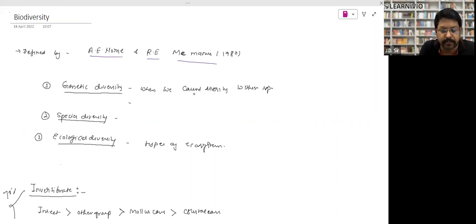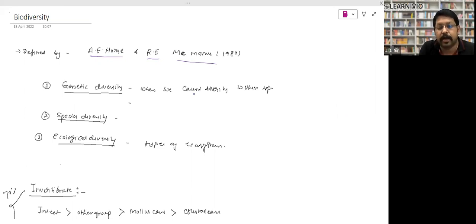Species biodiversity means the number of species present in a particular geographical area. Ecological biodiversity means the types of ecosystems present in a particular area. For example, let's take India. The northern part has alpine, mountainous ecology, right? The western part has desertic ecology. The central part has mesic ecology. The eastern part has rainforest. The southern part is the peninsular part, a plateau ecosystem. There are different ecosystems.